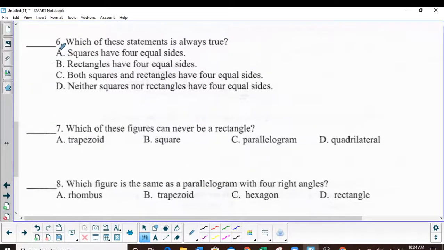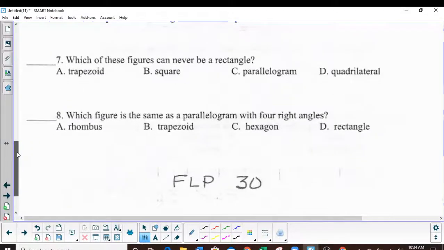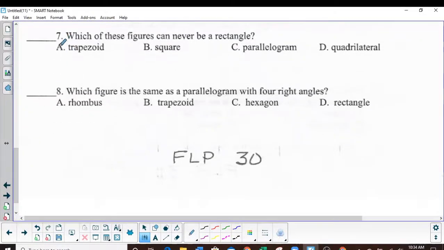Okay. Number 6, which of these statements is always true? Squares have 4 equal sides. I think we can stop right there. That's the easy one, isn't it? Number 7, which of these figures can never be a rectangle? That would be a trapezoid. Number 8 says which figure is the same as a parallelogram with 4 right angles? Right there it is. Rectangle.